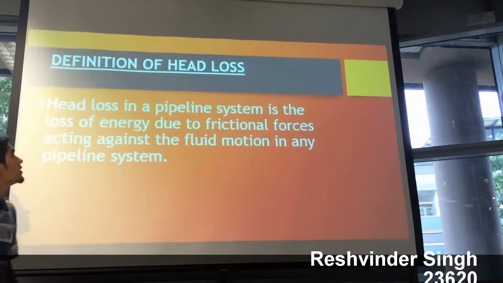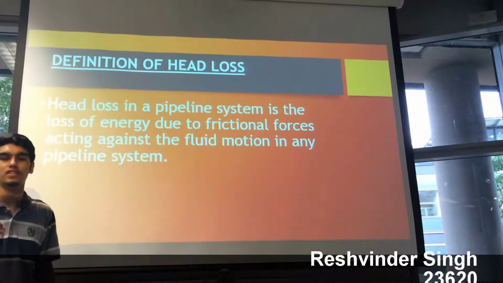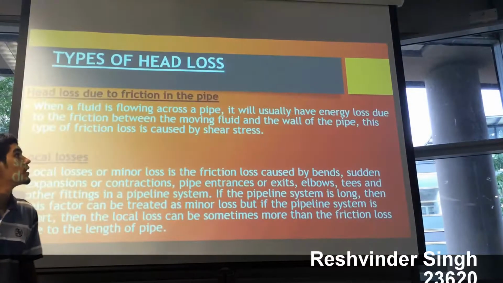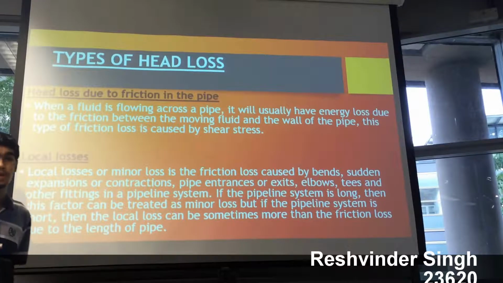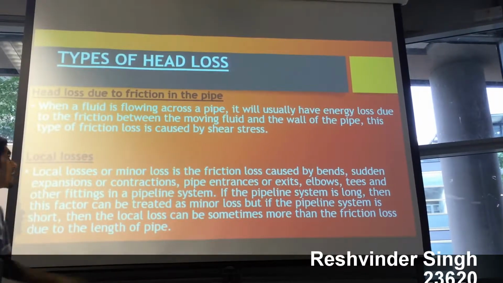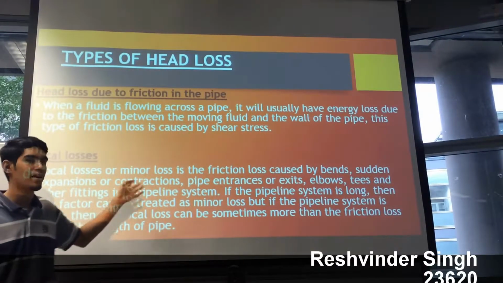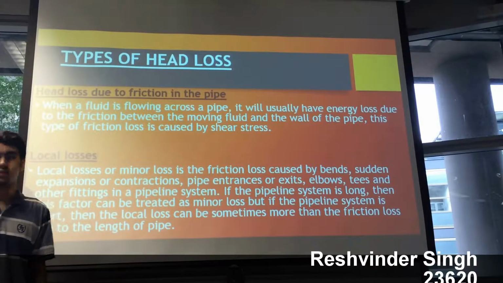Today I'm going to present the fundamental concepts of head loss in a pipeline system. So, the definition of head loss: head loss simply refers to the friction loss in a pipeline system. Types of head loss: there are two types. One is the head loss simply due to the length of the pipe, and the other is due to local losses, which are due to fittings, bends, and so on.